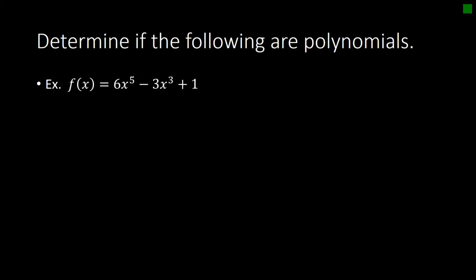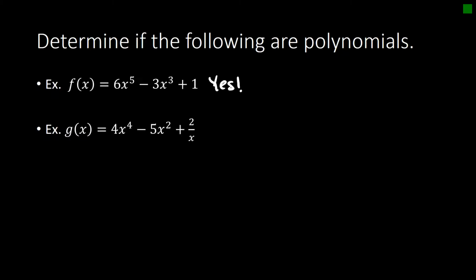So we need to determine if the following are polynomials. Now, polynomials have powers that are whole numbers on the variable x. So if you look at this example, you have 6x to the fifth minus 3x cubed plus 1. 5 and 3, that's a whole number. So we can say, yes, this is a polynomial function.